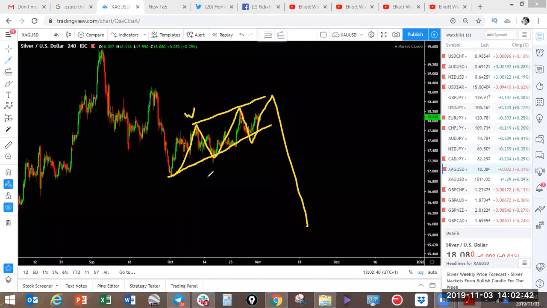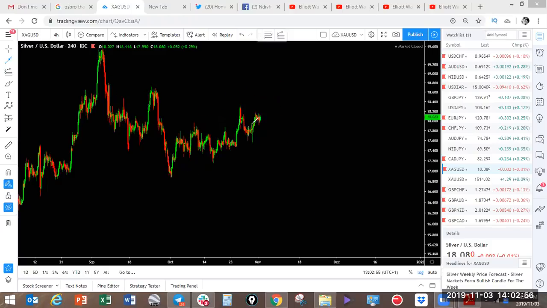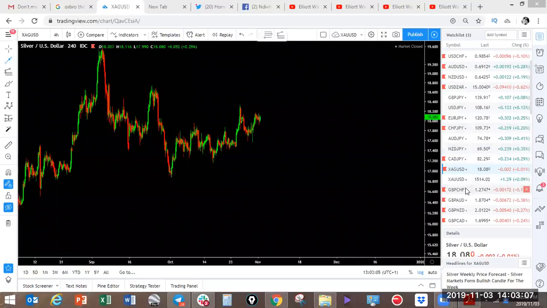Three-wave moves to the upside, three-wave move back, three-wave move to the upside, three-wave move back, and three-wave move to the upside. And it drops and gives you a similar structure to this. That's how we're looking at silver. For now, we're not trading. If you are a short-term trader, you can trade from here to here, but the risk-reward ratio is not very good. So we're waiting for the move to the downside. That is silver and gold.